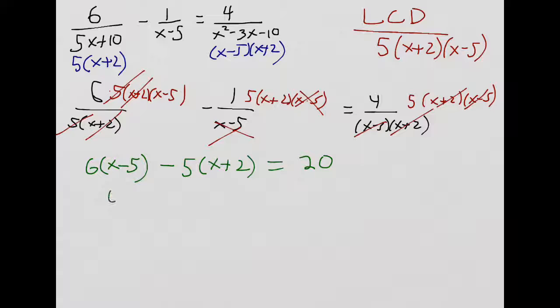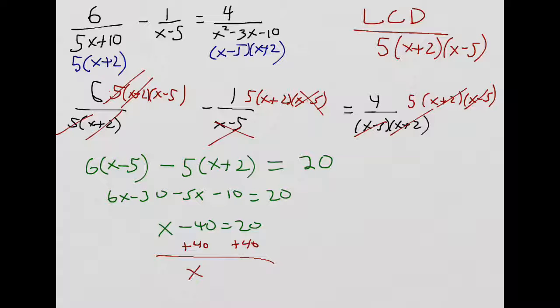Let's distribute. So we get 6x minus 30 minus 5x. You have to be careful with your signs. It's going to be a minus 10 is equal to 20. Then we should be able to solve this. 6x minus 5x is 1x. Negative 30 minus 10 gives us minus 40 is equal to 20. From here, there's really only one last step: when we add 40 to both sides, we get our answer for x. x is equal to 60. This is the solution that we got.